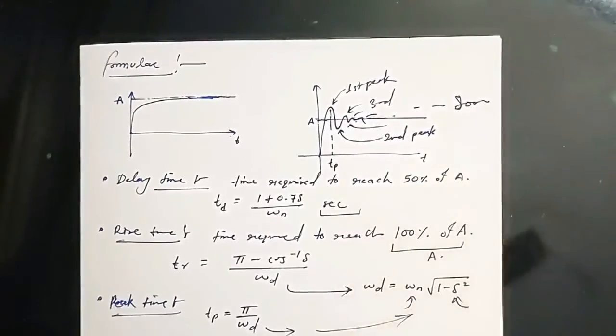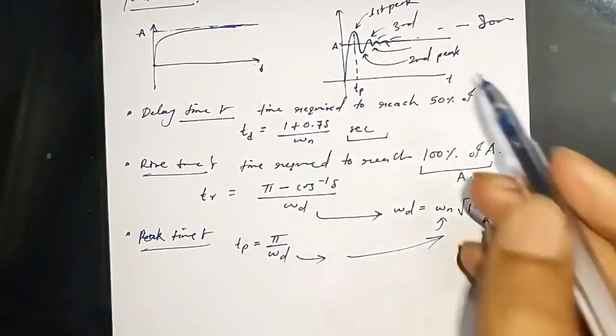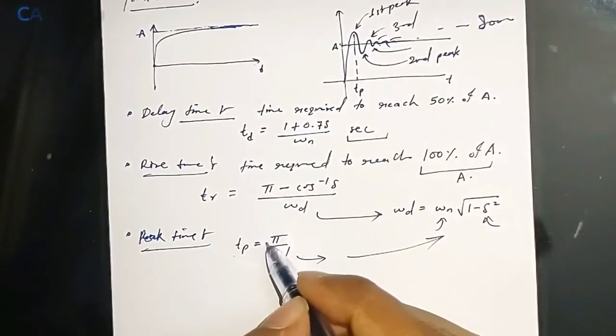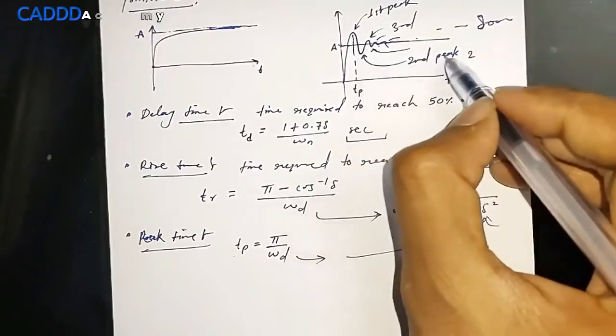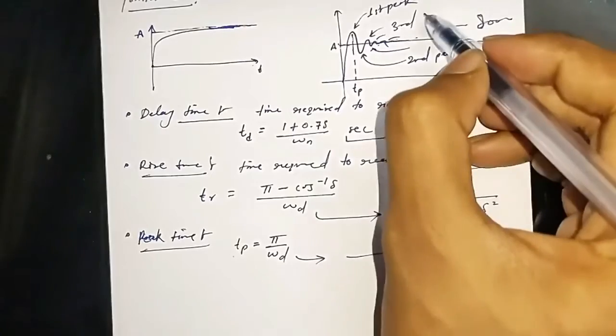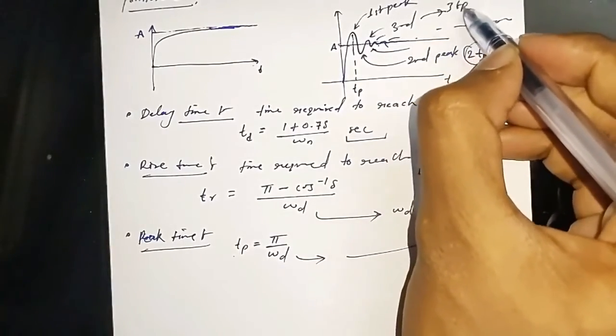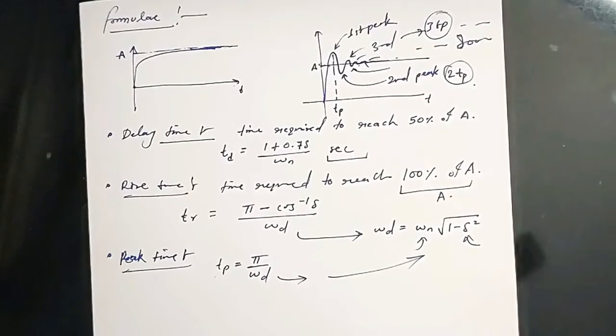So to calculate the first peak we have Tp. To calculate the second peak, we just multiply by 2. For the second peak, the time required is 2 Tp. For the third peak, the time required is 3 Tp, and so on.